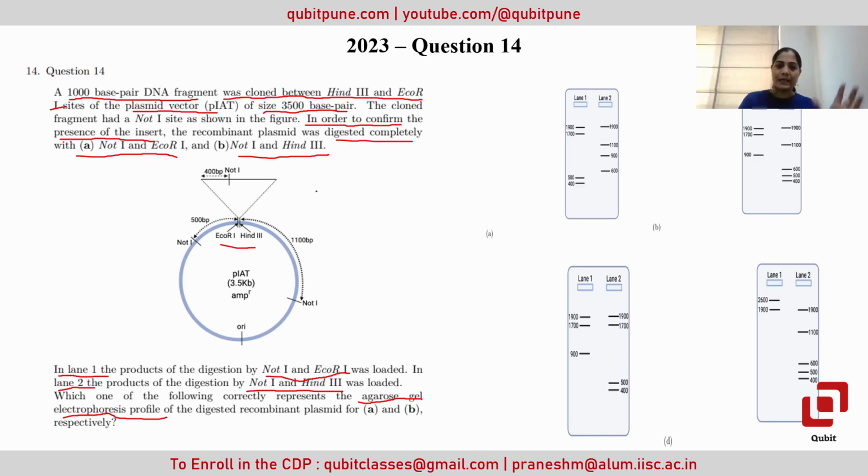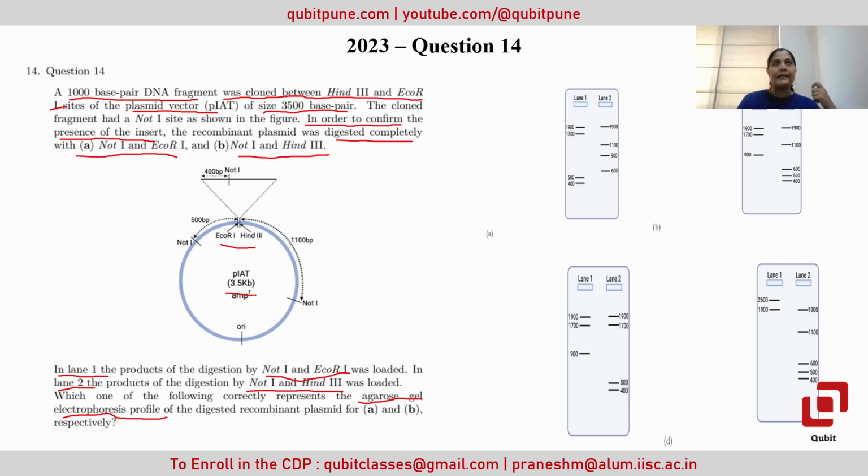This 1000 base pair insert is inserted. The original plasmid size is 3.5 kb, and 1000 base pairs are added, so the new plasmid formed by the insertion will be 4.5 kb. This is one understanding that we have reached.